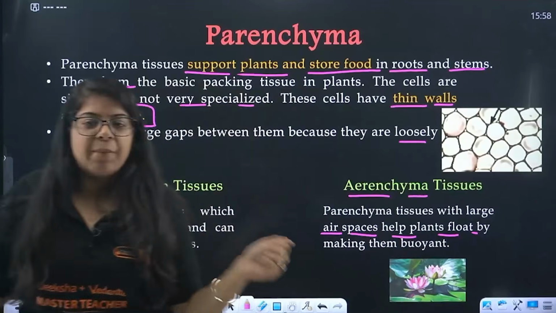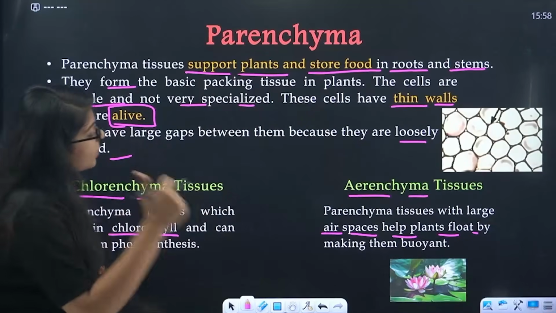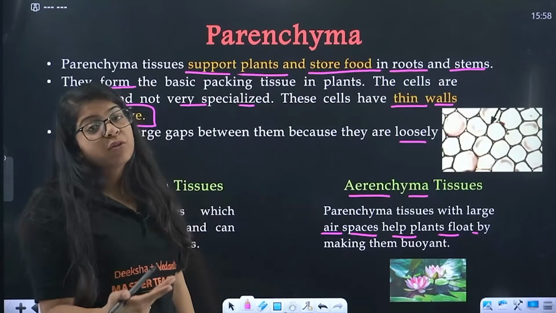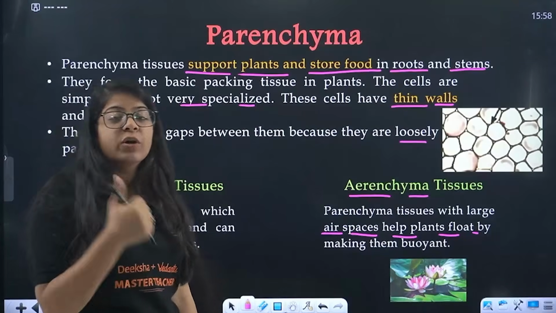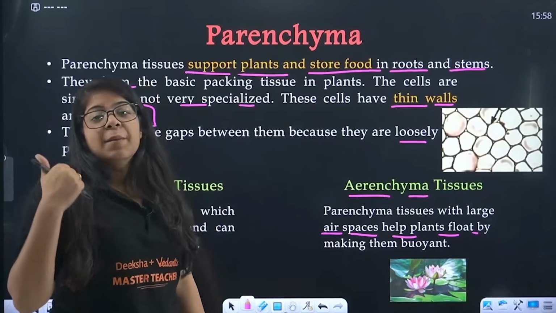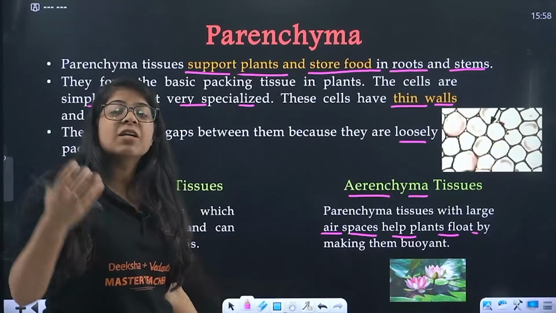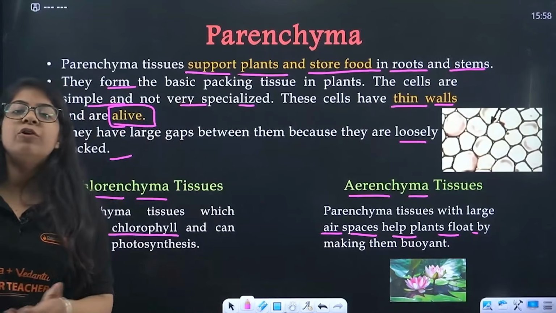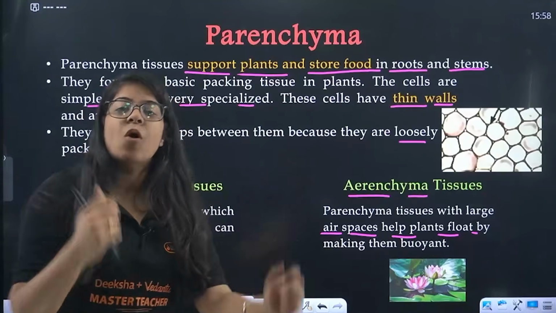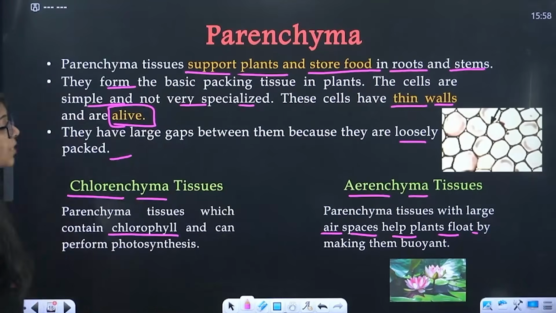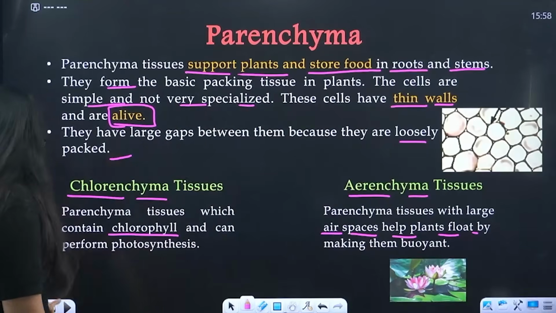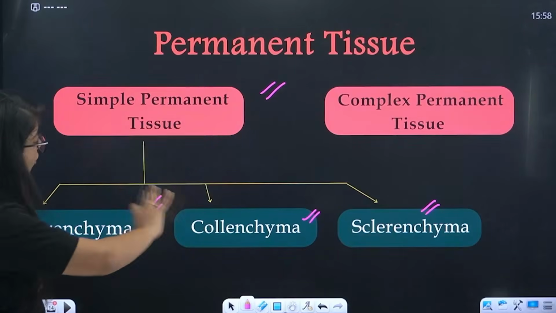Understood? Parenchyma, done. They have thin walls, they support the plant and they store food. There are two types, chlorenchyma and aerenchyma. Chlorenchyma has chlorophyll and performs photosynthesis. Aerenchyma has air inside it and helps them float, making them buoyant. Okay? Next was what? Parenchyma, chlorenchyma, then collenchyma.